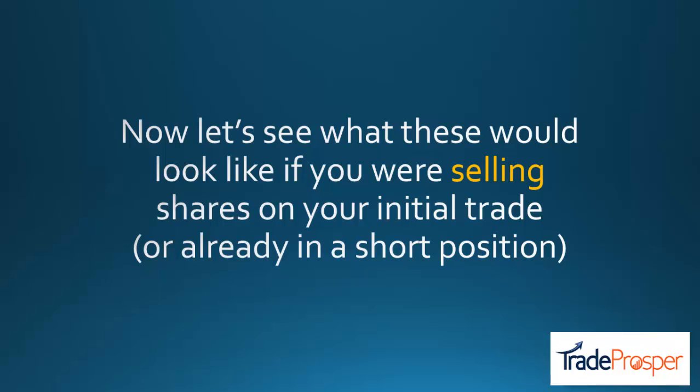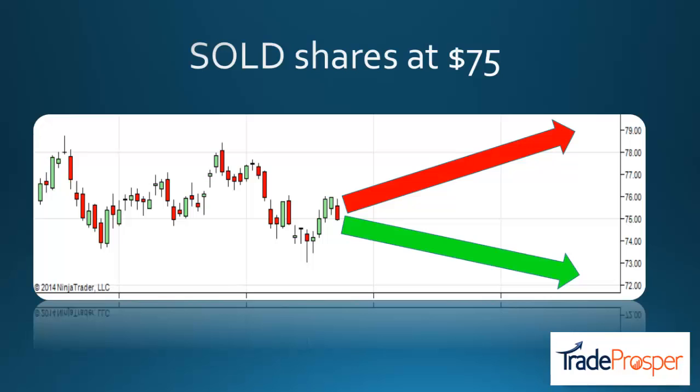Now let's see what these orders would look like if you were selling shares, or alternatively already in a short position, having sold shares up until now. So once again, looking at our same example, you can now see that having sold shares at 75, our risk is now to the upside. So in other words, we have a risk that the market can go up from here, and similarly, our benefit will lie if the market goes lower from here.